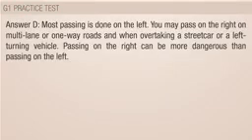Answer D. Most passing is done on the left. You may pass on the right on multi-lane or one-way roads and when overtaking a streetcar or a left-turning vehicle. Passing on the right can be more dangerous than passing on the left.